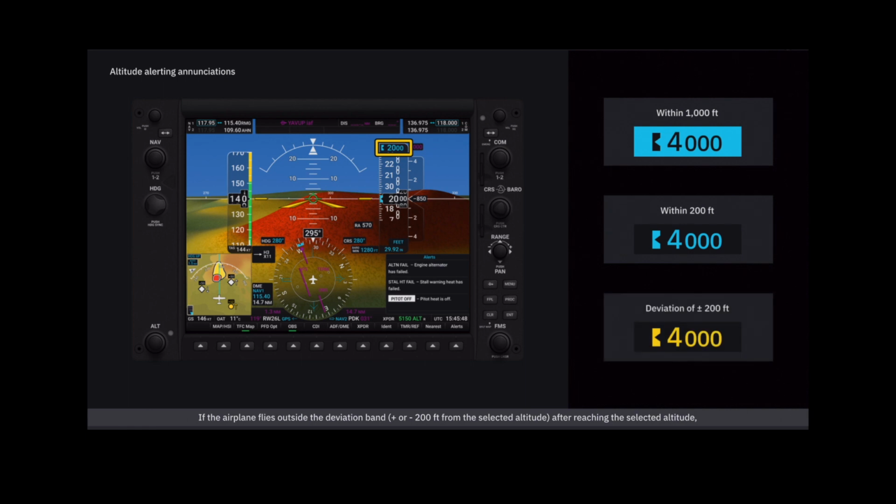If the airplane flies outside the deviation band, plus or minus 200 feet from the selected altitude, after reaching the selected altitude, the display changes to yellow text on a black background and flashes for 5 seconds.